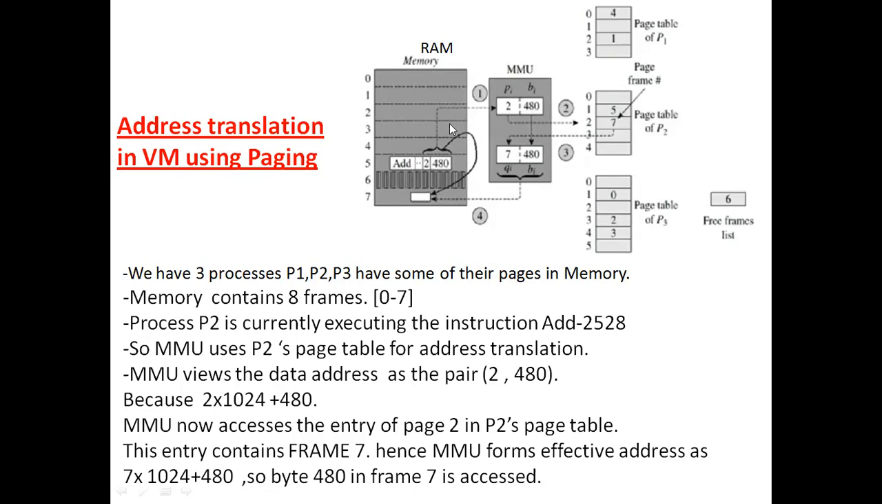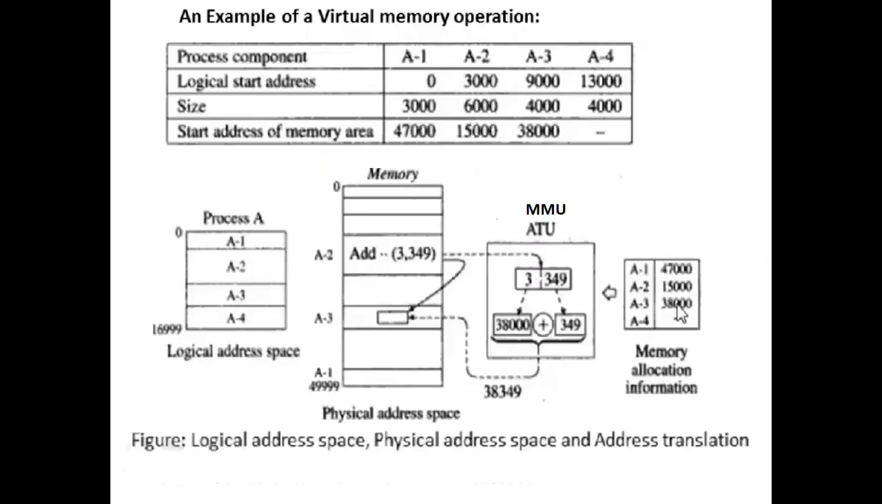And for any random address location, we can convert this logical address into the physical address using a hardware unit called the MMU. MMU stands for memory management unit, whose main function is to convert the logical address into the physical address. What we have seen in the previous diagram is that the MMU is also called the ATU. ATU stands for address translation unit.